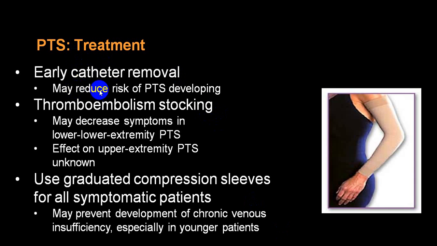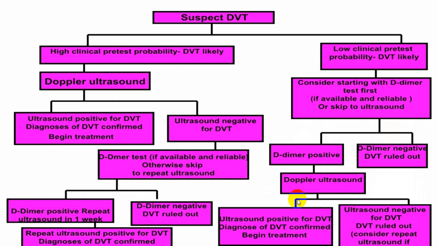Early catheter removal may reduce the chances of post-thrombotic syndrome, and thromboembolism stockings can also reduce those symptoms, and use of graduated compression sleeves can also reduce the incidence of post-thrombotic syndrome. So these are the three measures: early catheter removal as soon as the purpose is done, stockings, and graduated compressive sleeves you can utilize to reduce the chance of post-thrombotic syndrome.